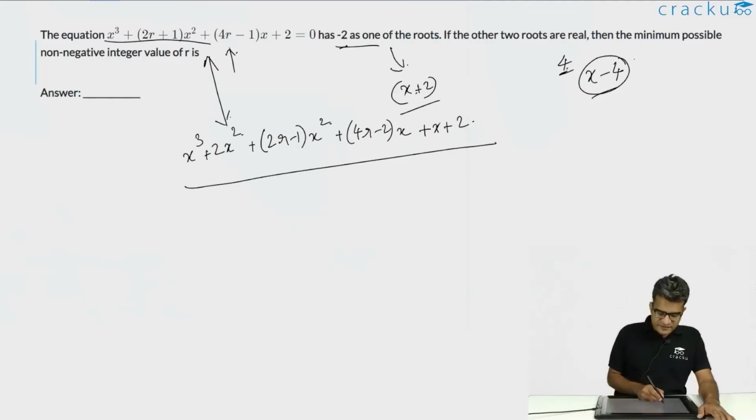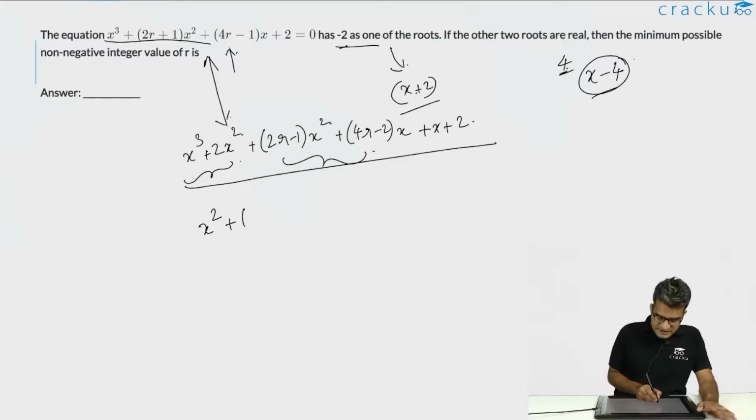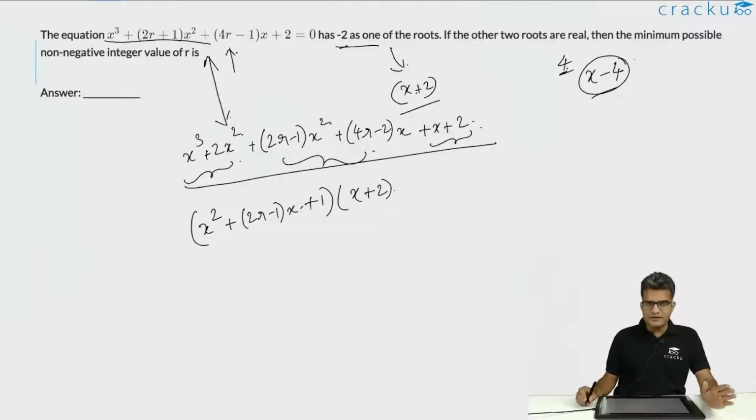But over here, from these first two terms, we can take x plus 2 common. This will be x square into (x plus 2). This will be plus (2r minus 1) into x plus 2, and this is plus 1 into (x plus 2). So essentially this given polynomial is of the form (x square plus (2r minus 1) into x plus 1) into (x plus 2). This is equal to 0.